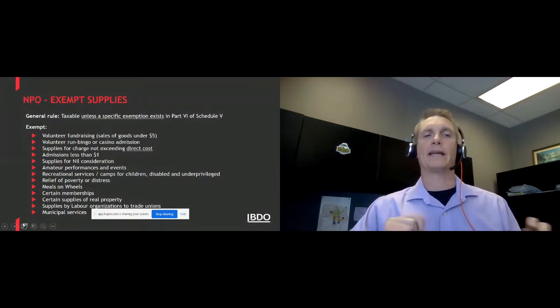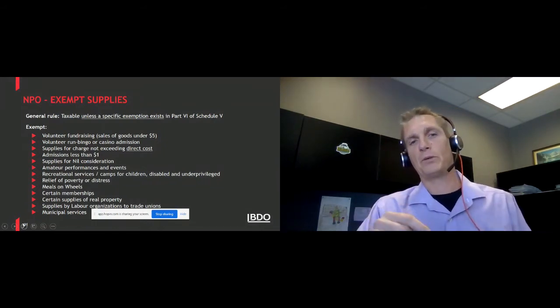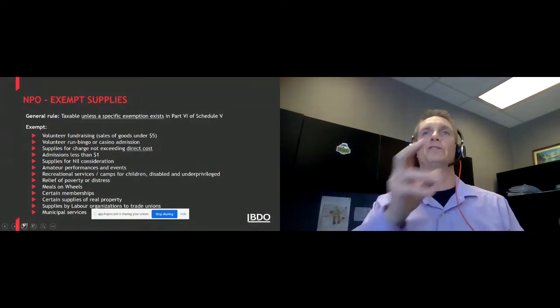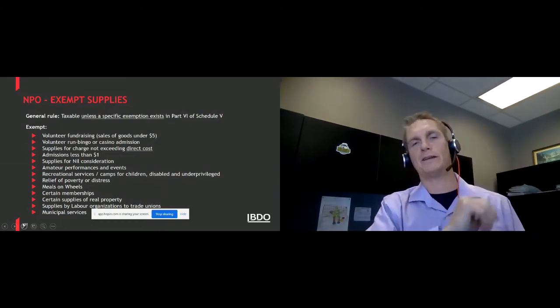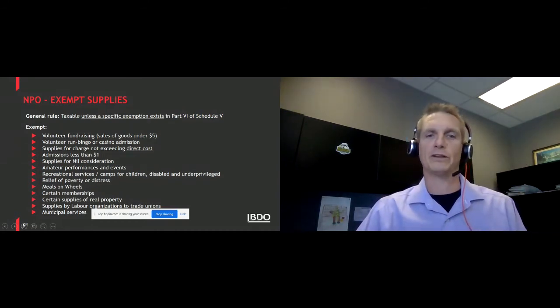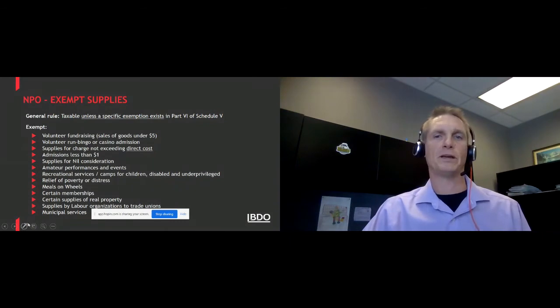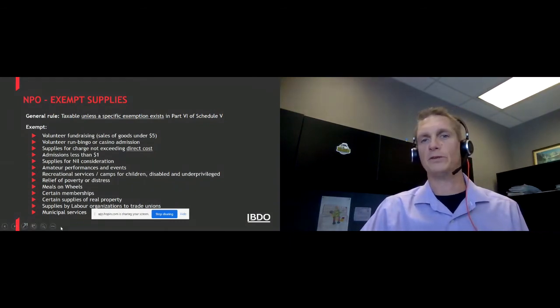Again, there are supplies of real property that can be exempt, but it's not as generous or as broad as the exemptions that are available for charities. So you can see there are a number of supplies available for NPOs, but certainly not as many as there would be for a charity.